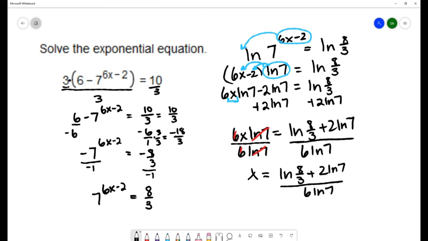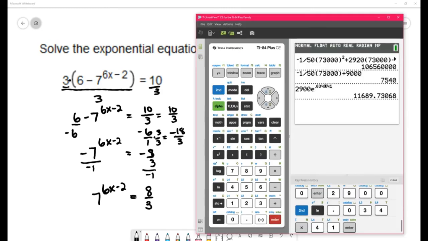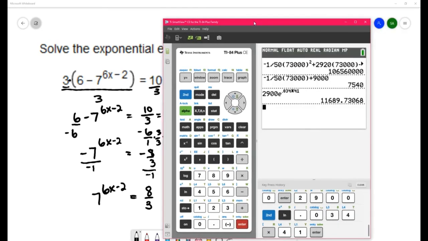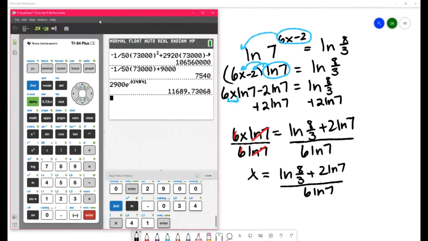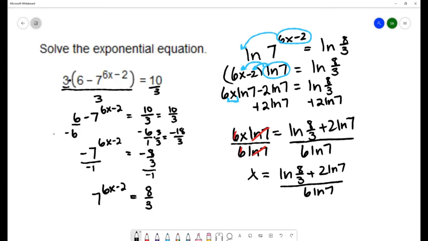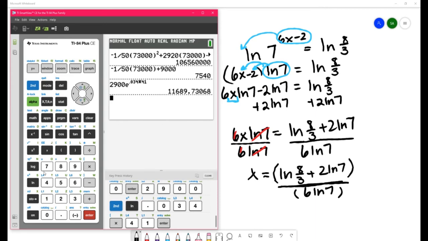Let's take a moment and practice typing this in the calculator in case we need to approximate our answer. I'm going to need parentheses around the whole numerator and parentheses around the whole denominator. So let's put those in. I'm going to put parentheses here and parentheses here so our calculator knows what to divide.